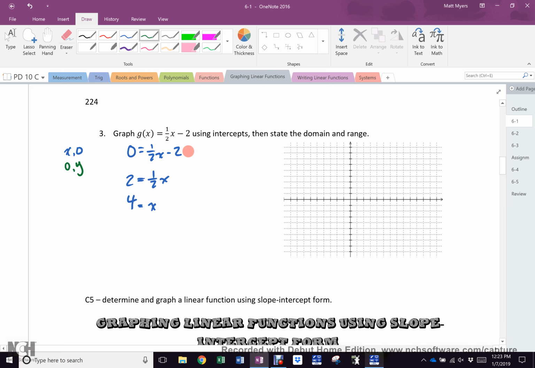And then over here we do the same thing. Y equals 1/2 times 0 minus 2. Y equals -2. And then I go to my graph. X equals 4: 1, 2, 3, 4. Y equals -2: 1, 2. And then I make my line. And of course, since it is a straight line, the domain is all real numbers, and the range is all real numbers.